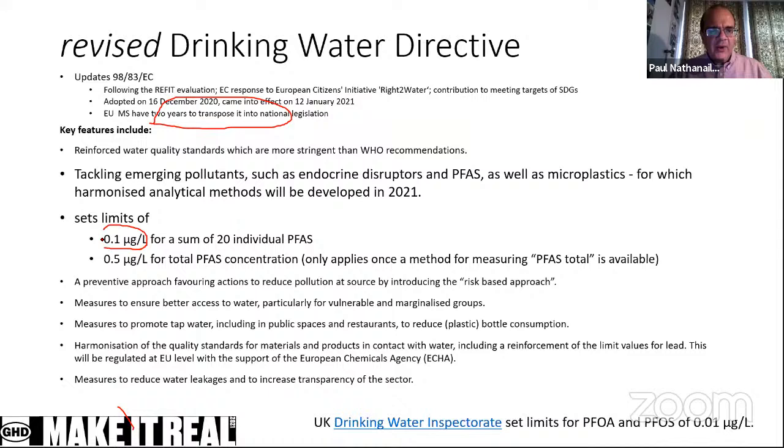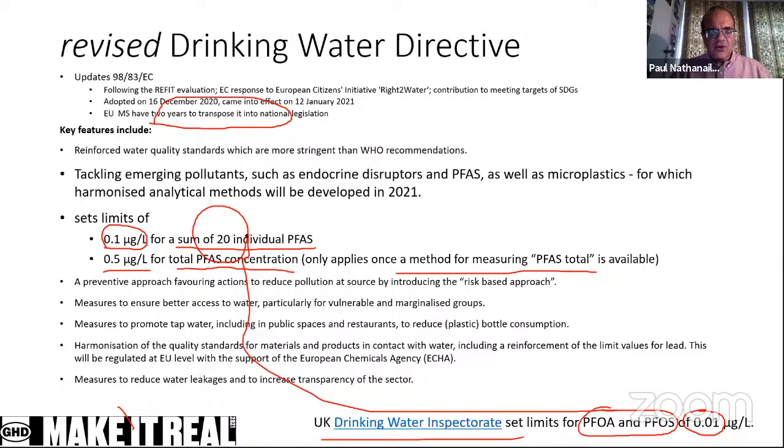So the limits are 0.1 microgram per liter for the total of 20 individual chemicals, and a level of 0.5 micrograms per liter for total PFAS concentration. But there isn't at the moment a means of measuring total PFAS. So this will only kick in once we know how to measure total PFAS. So that's at a European level. The UK, the Drinking Water Inspectorate, set limits for just two of the chemicals, PFOA and PFOS, of 0.01 micrograms per litre. Now that seems really low, but if you realise that the European level of 0.1 is for 20 chemicals, you're beginning to see that they're not very different in practice.